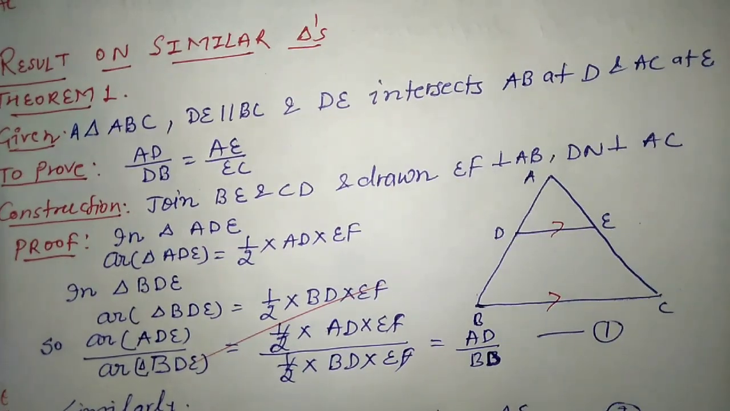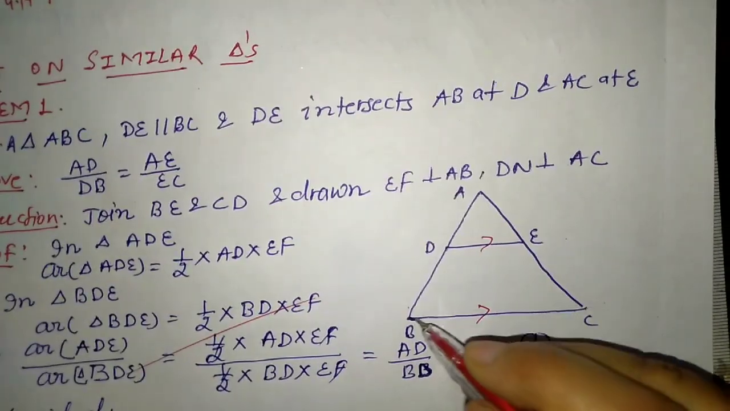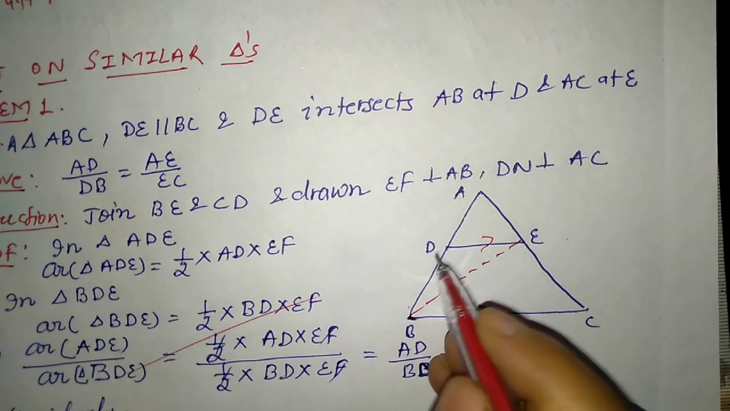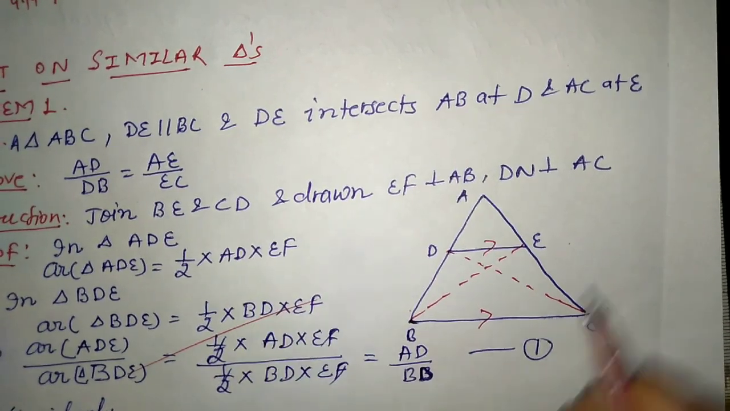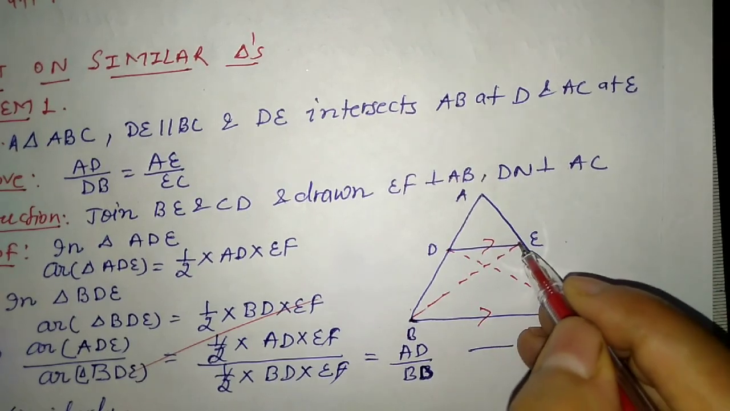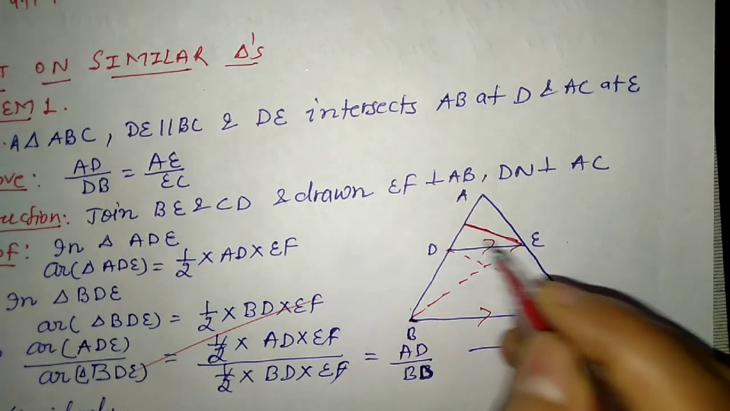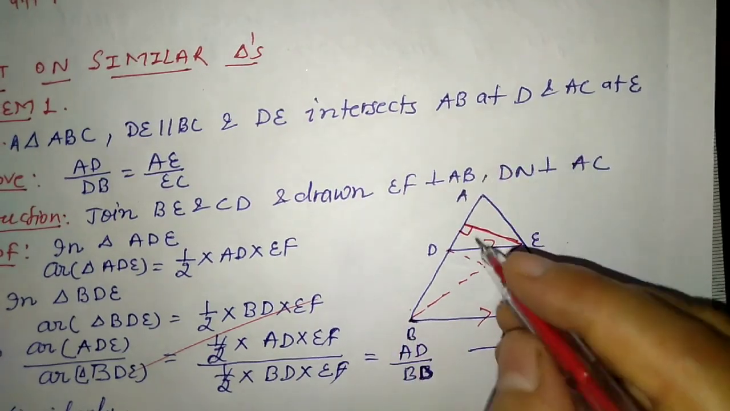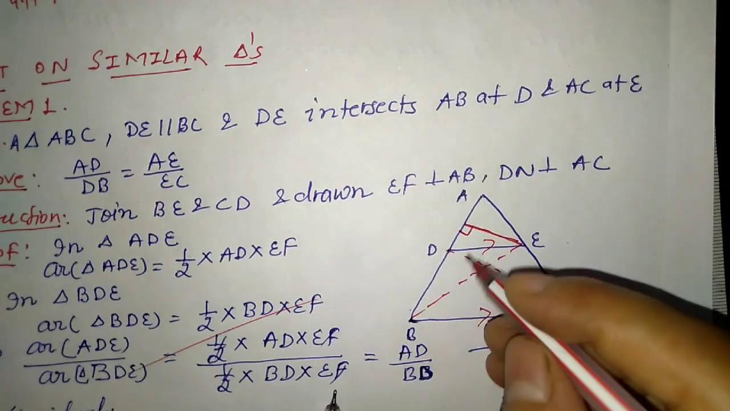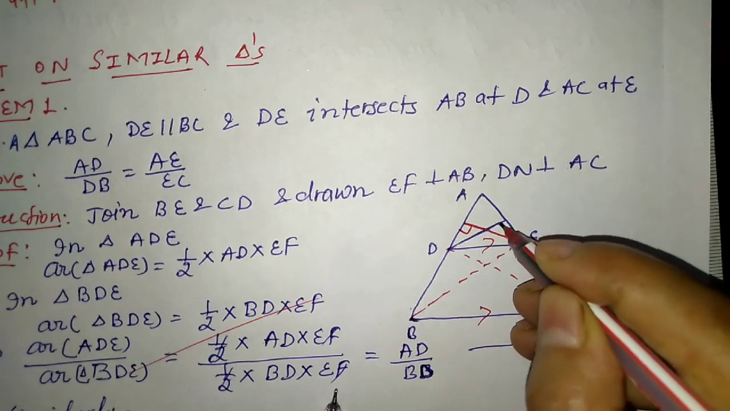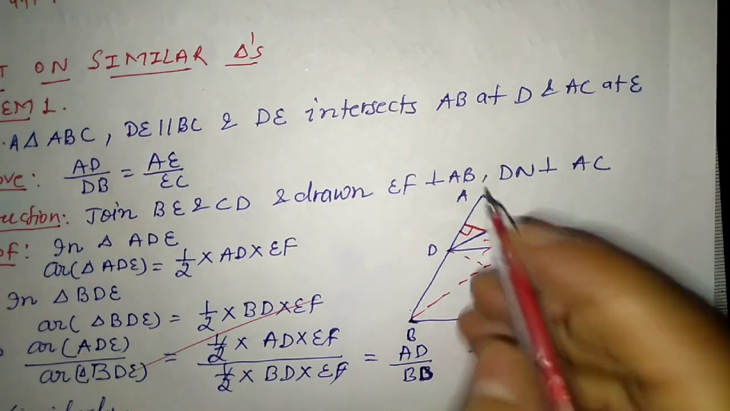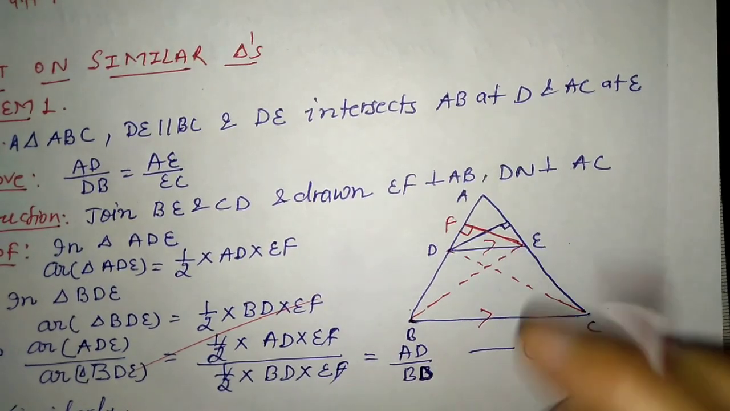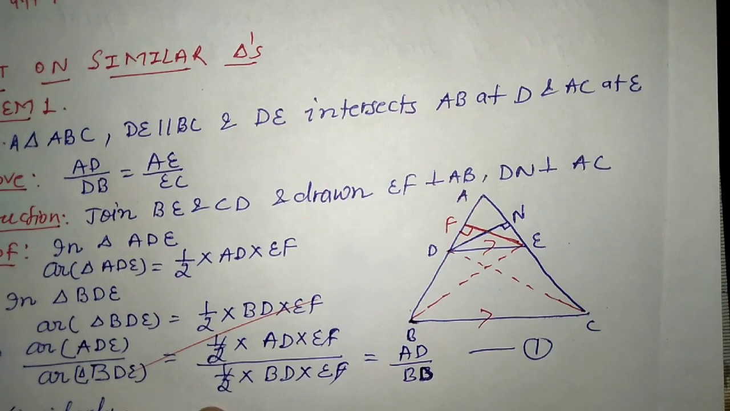We have some construction here. What is the construction? Join BE, and we will also join CD. And one more construction: draw perpendiculars. This is the perpendicular on AB, and from this side we will draw the perpendicular. This is EF, and this one is DN, the perpendicular on AC.